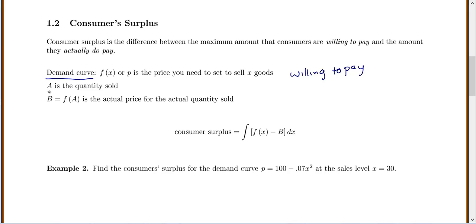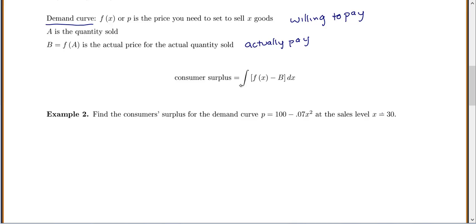Now, we're going to define A as the quantity sold, our actual x value, how many we sold, and B equals f of A. If you just plug A into our price function, what is the actual price for the actual quantity sold? And so this is what we actually pay. I just realized I typed this up and I don't have any limits on my integral. You actually integrate from 0 to A. Okay. So now let's find the consumer surplus for our demand curve.